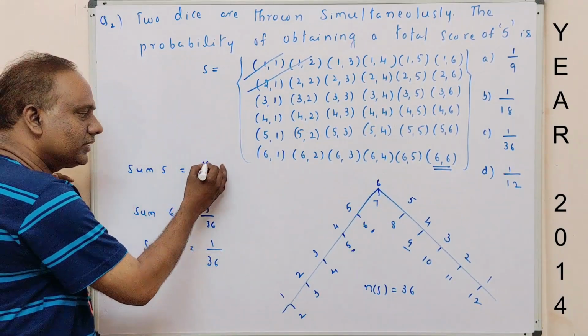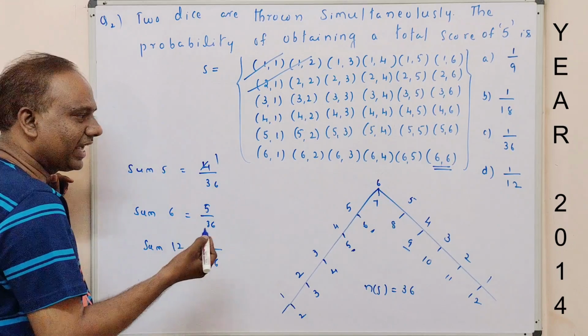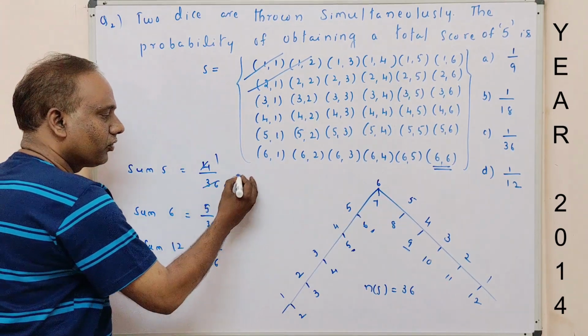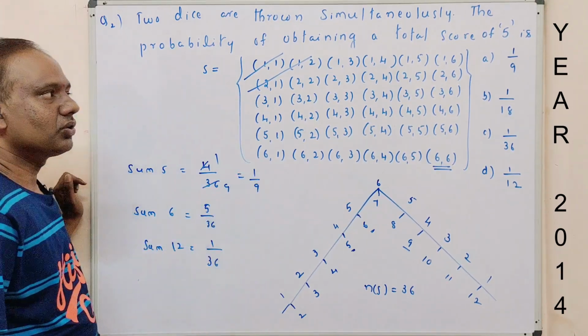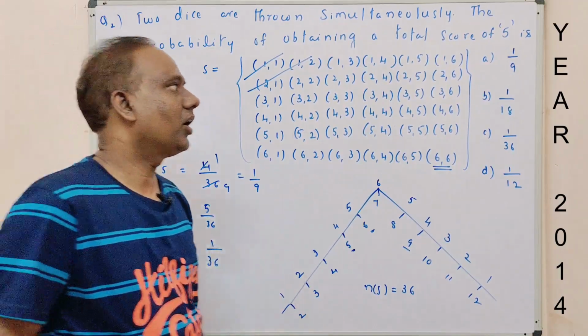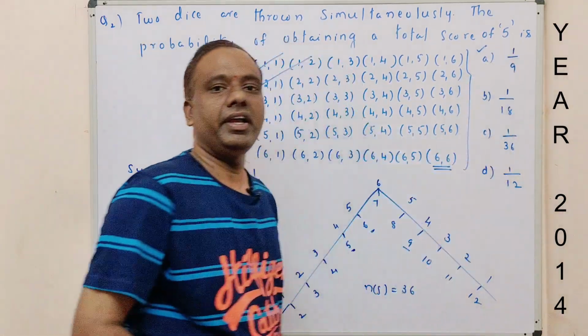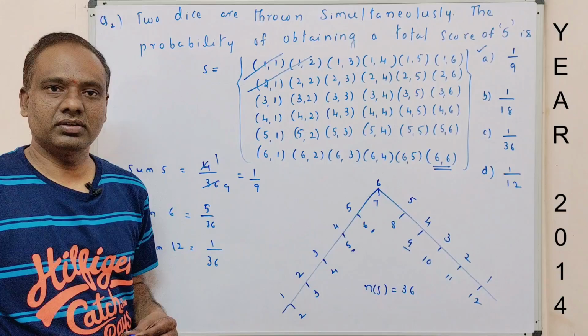4 by 36 means we can cancel. 4 ones are 4, 9 fours are 36. So it is 1 by 9. So here option A is the correct answer.